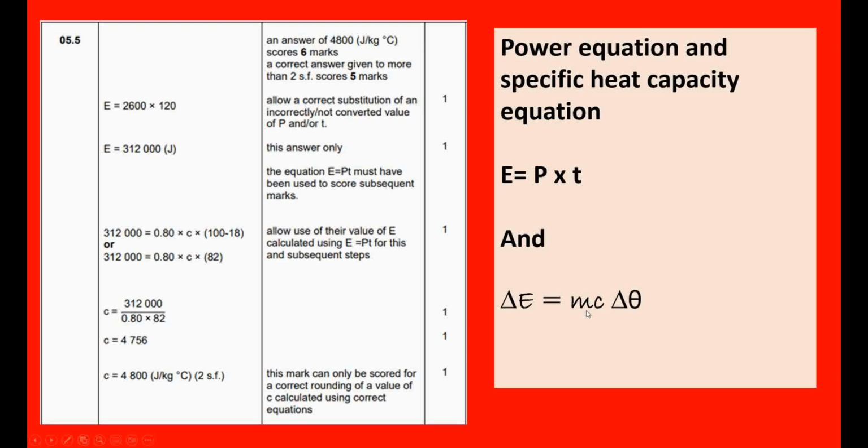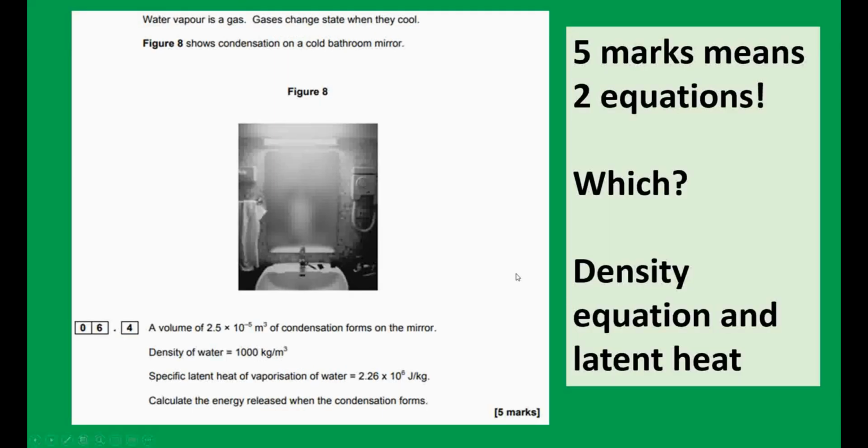And moving on. Another 6-marker, this one's a 5, which means 2 equations. How do we know which equations to use? Now, I think sometimes, not always, but sometimes it can be really beneficial to look at what I'm trying to find out. I'm trying to find out energy, and I've got the latent heat of vaporization of water. That clues me in that I almost certainly need the latent heat equation. So I might jot that down on my paper.